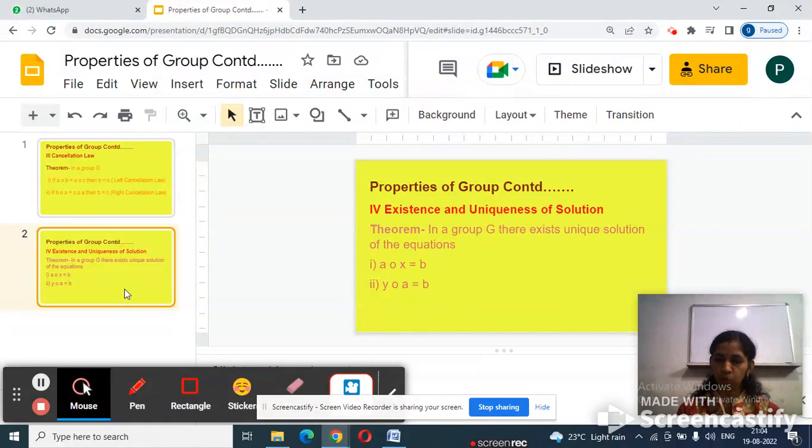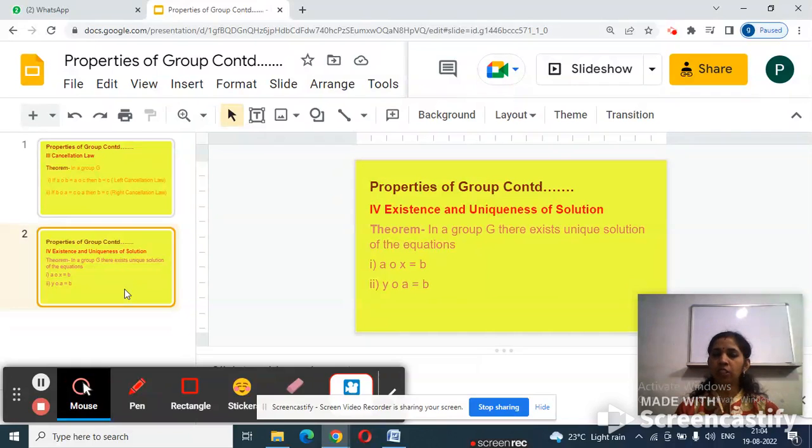Again, for going to the proof of the first one, that is A operation x is equal to B, if we pre-multiply this equation by A inverse, we will get A inverse operation A operation x is equal to A inverse operation B. A inverse operation A, by using associative law, we take these two elements together. So A inverse operation A is equal to E, and E operation x is equal to x. So in the left hand side we will get x and in the right hand side we will get A inverse operation B. So x is equal to A inverse operation B.